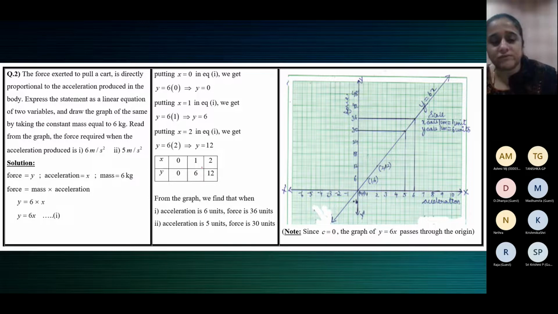And again, one more thing which you should have understood is the scale. Along the x-axis, we take 1 centimeter, 1 unit. Along the y-axis, since we have values like 0, 6, 12, you'll have to plot 0, 6, 12. So along the y-axis, 1 centimeter is equal to 6 units. See the y values, 6 and 12. So y-axis 1 centimeter is equal to 6 units.